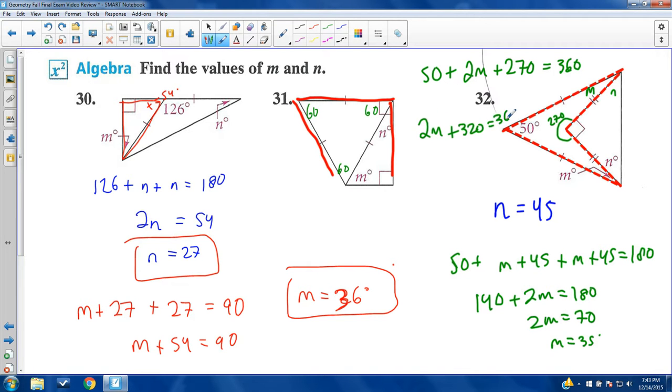So I did something wrong in one of these problems. I think it's the other one. Let's take a look at what I did here. 45 plus 45 is 90. 90 plus 50 is 140. Somehow I got 70 here. I divided by 2. So m is 20 here.